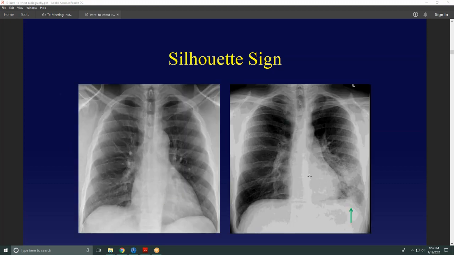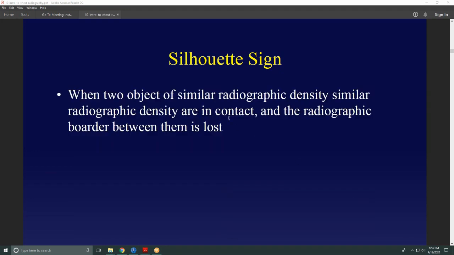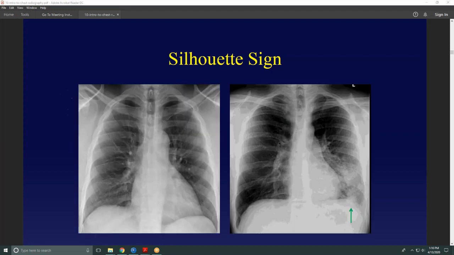So here's an example. That image didn't come out very well. Anyway, here are 2 X-rays of the chest. You'll notice in one case, you've got a clearly demarcated left heart border and left diaphragm. And here, the diaphragm is confluent, it seems, with this opacity over here. This is an example of the silhouette sign because you have 2 objects of similar radiographic density, which are in contact, and the border between them is lost. So that tells you where this occurs.